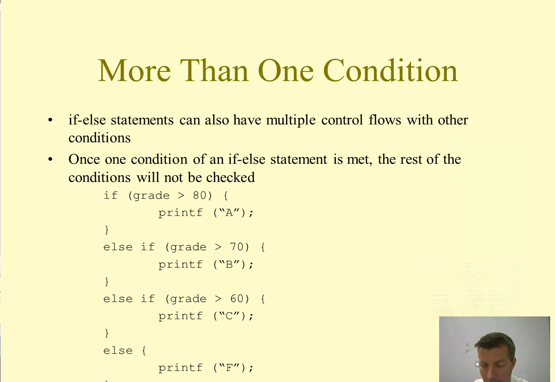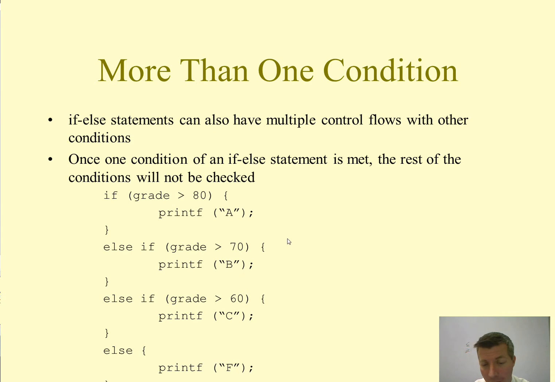More than one condition. We have the ability to daisy chain if-else statements. So in this case, I say if the grade is greater than 80, inside the body, I'm going to print out an A. Else, and now immediately after the else, I'm following it with an if statement. I say else if the grade is greater than 70, then I'm going to execute this. I'm going to print out B.